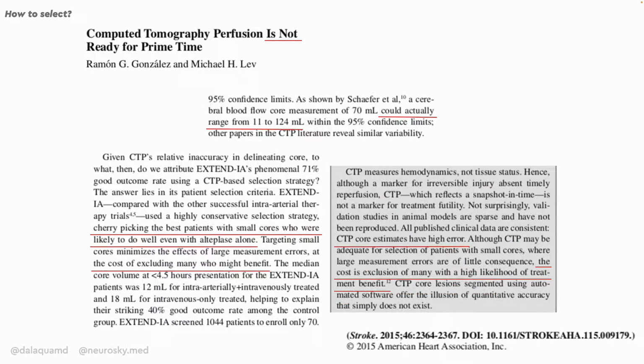And what I would like to point out is that one of the arguments of the Harvard colleagues is that a core can be less or more evaluated according to the uncertainty that CTP poses. So a core of 70 milliliters could actually range from 11 to up to 124 milliliters. So that's a very important difference. We could underestimate or overestimate the core in a very important manner. So I recommend you this paper.